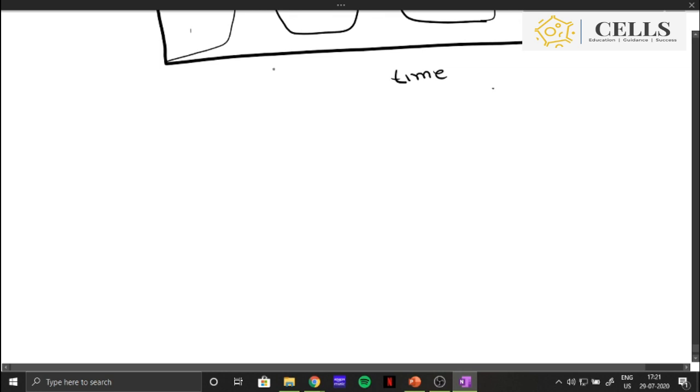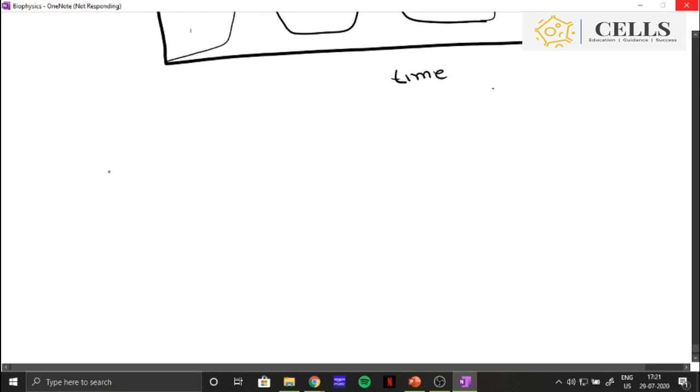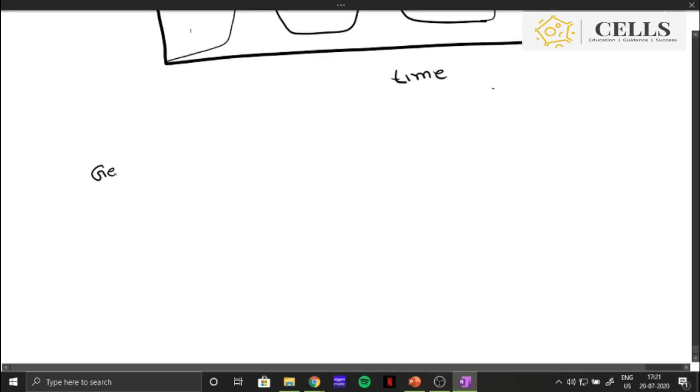So that is size exclusion chromatography. Now you can calibrate the machine to elute proteins of certain sizes. For example, you have a gel filtration column, and they have a range. What is the range? The amount of size they can separate.